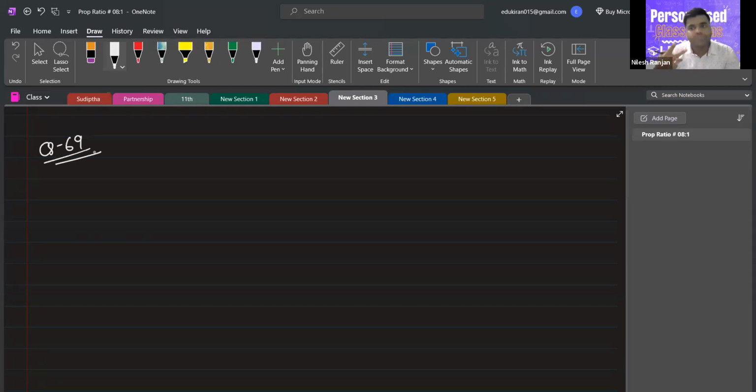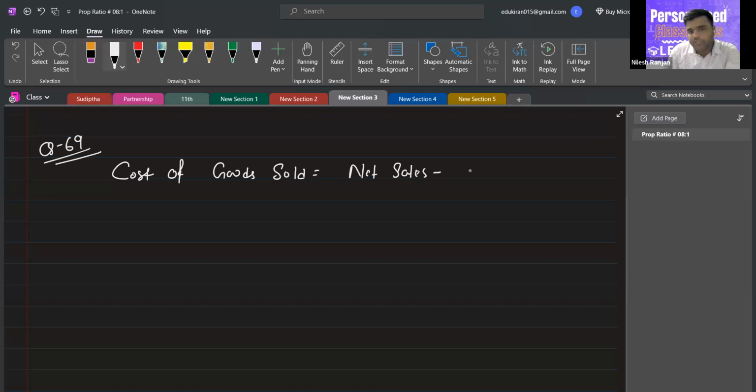If there are two items missing in any one formula, then you cannot use that, because you are not able to calculate either of these two items. So only one item should be missing for calculation, then we can use it. So we cannot use the first formula, we can use the second one. So cost of goods sold equals net sales minus gross profit. This is our second formula.